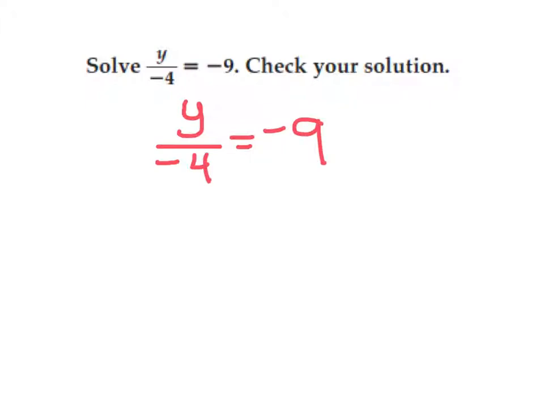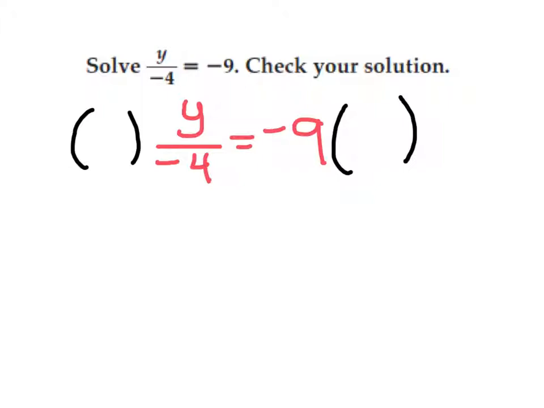Alright, so we're going to use what we've learned, and this will be the multiplication property of equality. I am going to do the opposite of division, which is multiplication, and whatever I do on one side, I'm going to do to the other. I'm using parentheses to represent my multiplication.